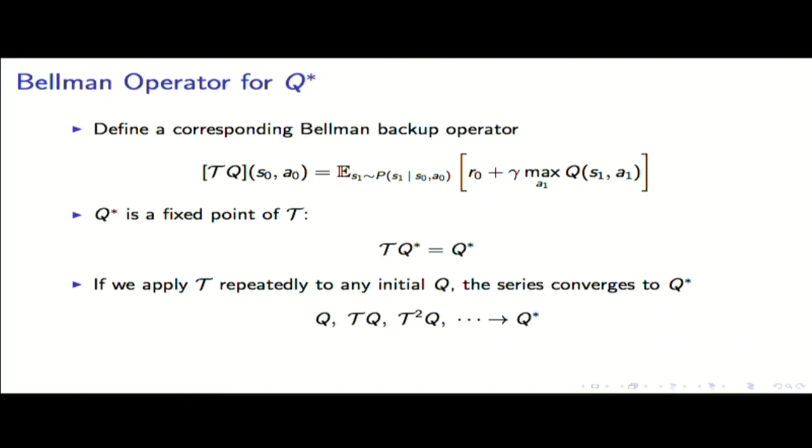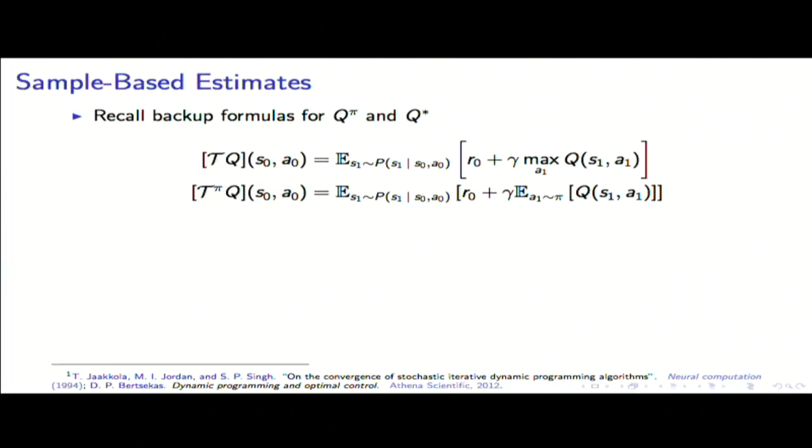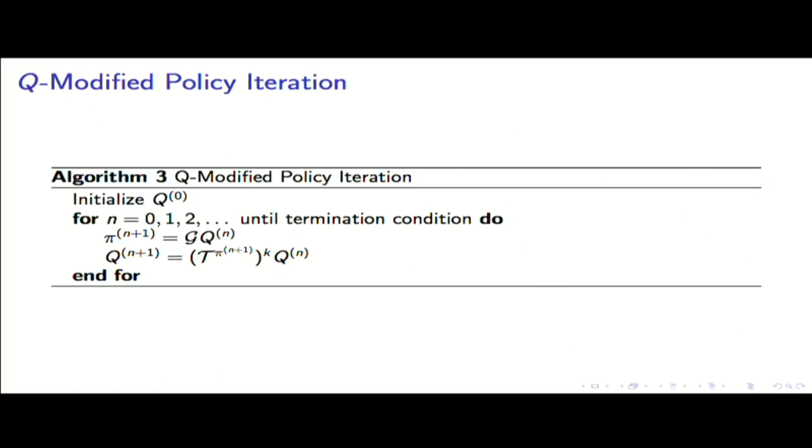So we went through these three classic algorithms with Q functions. Any questions about that before I move on to sampling?